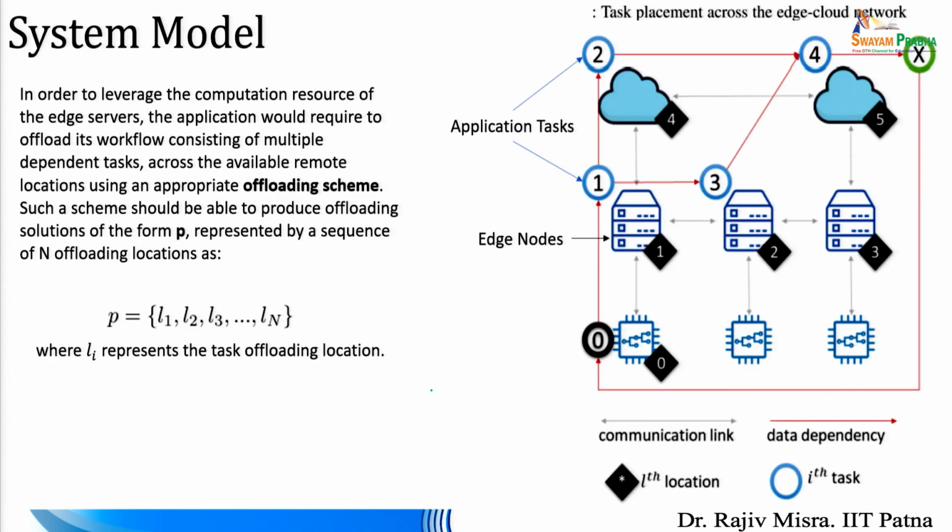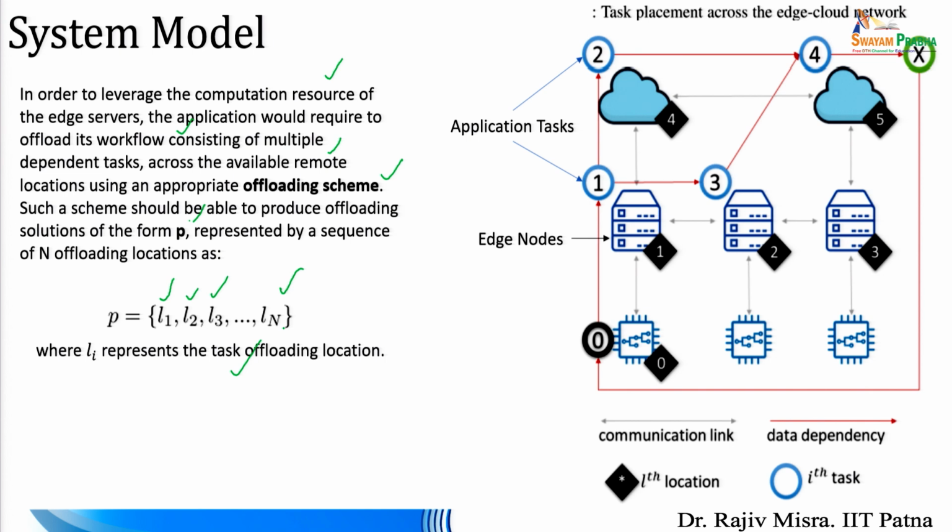Now, let us consider the system model after having understood the application model. In order to leverage the computation resources of the edge servers, the application would require to offload its workload according to the multiple dependent tasks across the available remote locations using an appropriate offloading scheme. Such a scheme should be able to produce offloading solutions of the form P, which represents the sequence of n offloading locations. So, here you can see location 1, location 2 and so on, where Li represents the task offloading locations.